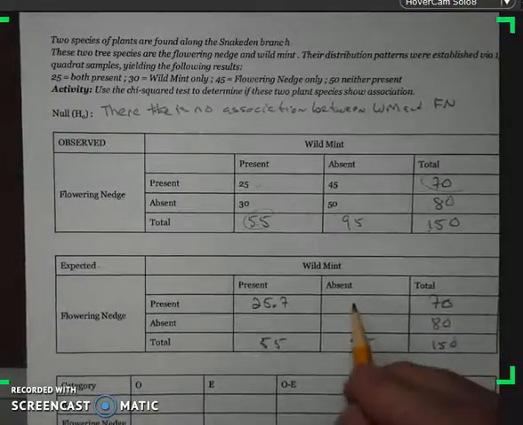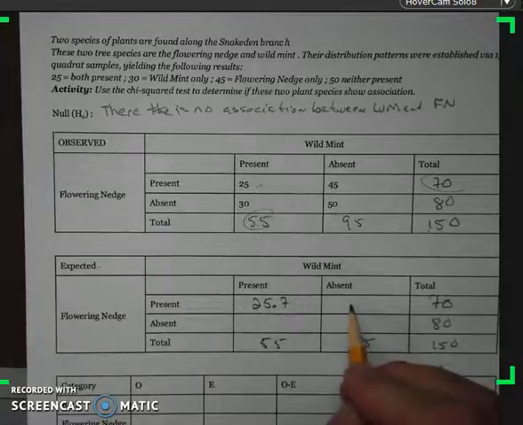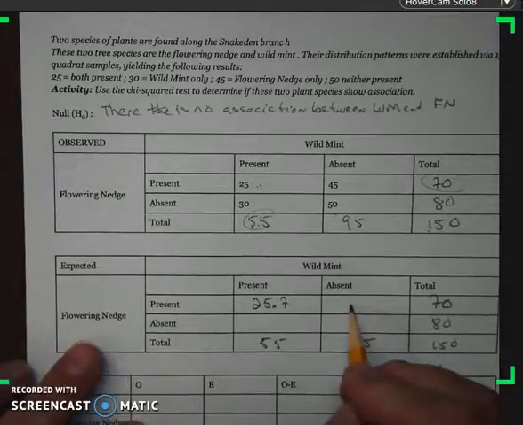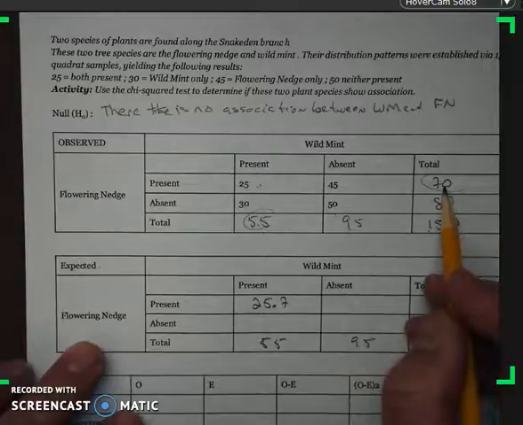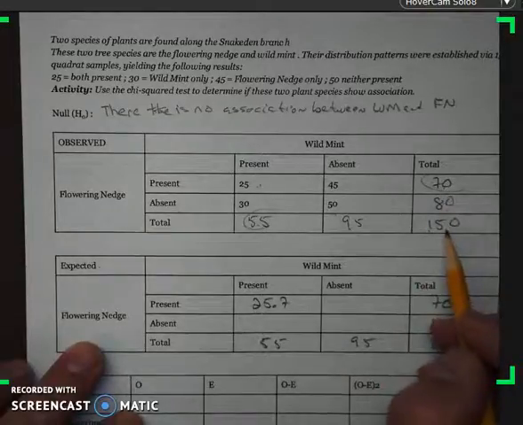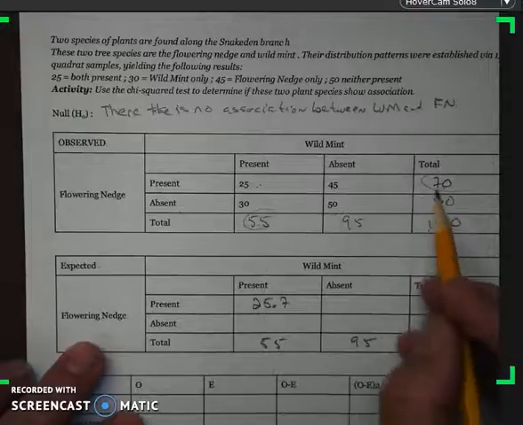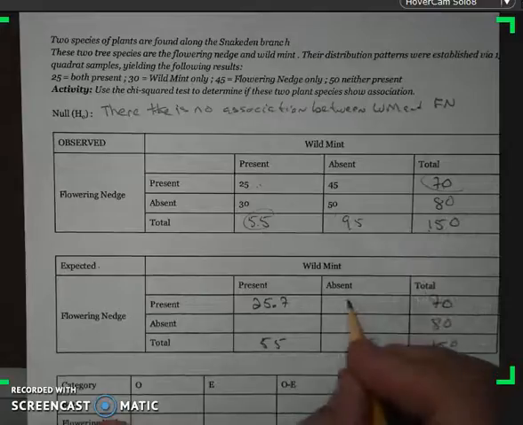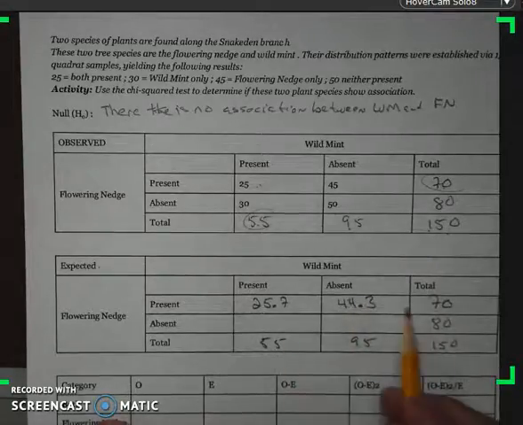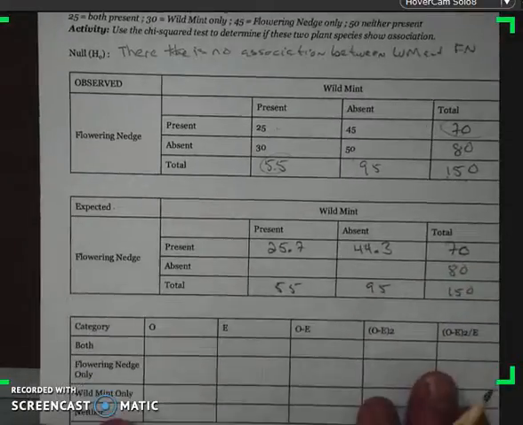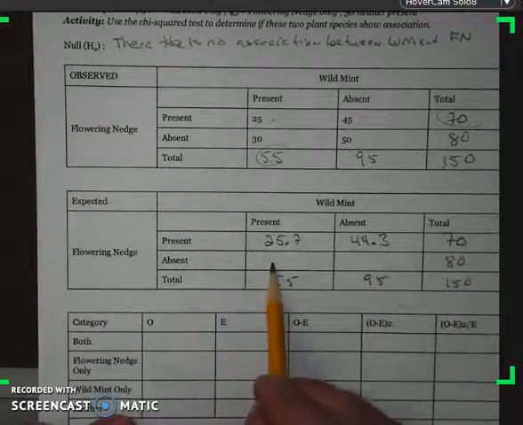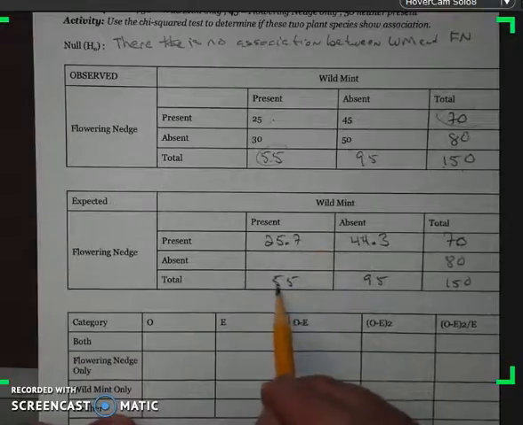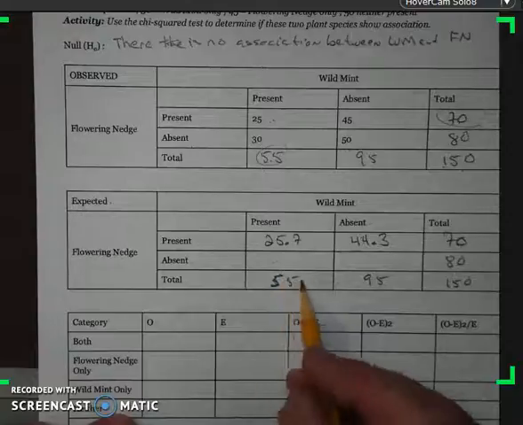Okay. So to get our expected when there's wild mint absent but flowering nedge present, again we had 70, and then we have, in this case, our column 70 times 95, and then we divide that by our grand total of 55, and we get a number here of 44.3. And if we added both of these up, we should get back to 70. Okay, so to get the flowering nedge absent and the wild mint present, we could take 55 and subtract 25.7. That would give us a value here of 29.3.